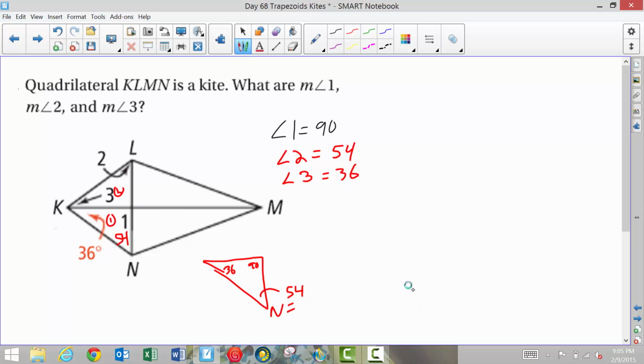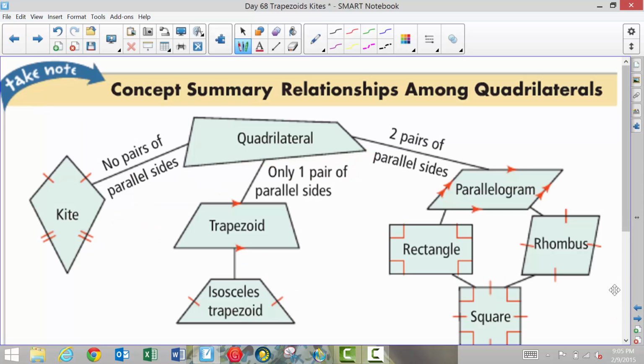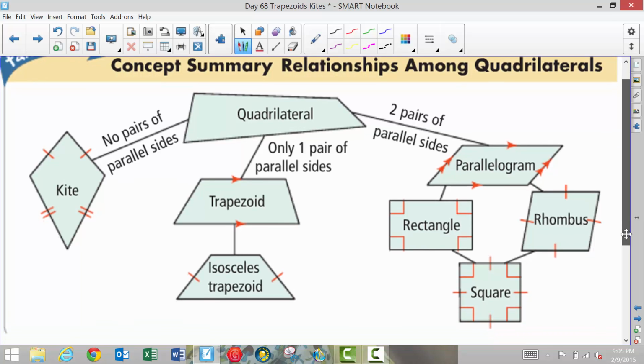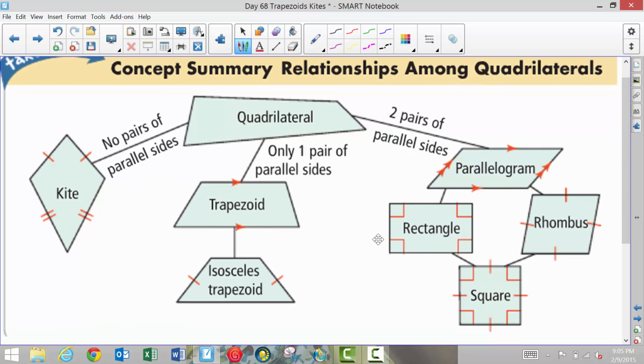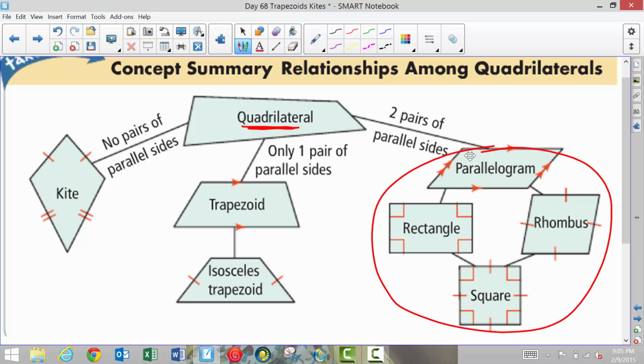How do I know that? Again, the two triangles are congruent, therefore corresponding parts are congruent. So to summarize what we've been doing in the last 2 weeks, we've been studying quadrilaterals, which are polygons. So you should know the quadrilateral has 4 sides. Well, we just studied parallelograms. We just had a quiz on all these shapes over here.